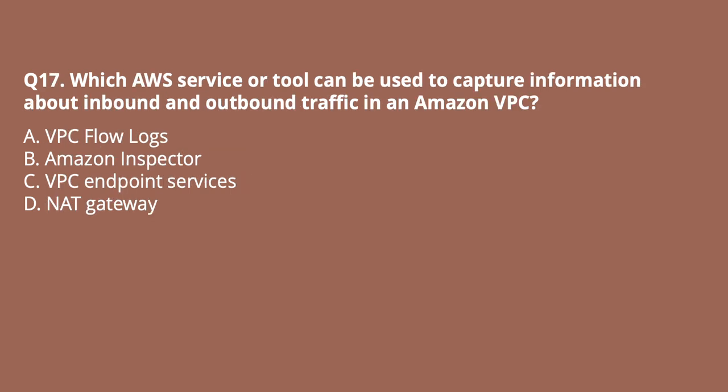Next, question number 17. Which AWS service or tool can be used to capture information about inbound and outbound traffic in an Amazon VPC? So we have option A, VPC flow logs, option B, Amazon Inspector, option C, VPC endpoint services, and option D, NAT gateway. So this one is simple, the correct answer here is option A, VPC flow logs.